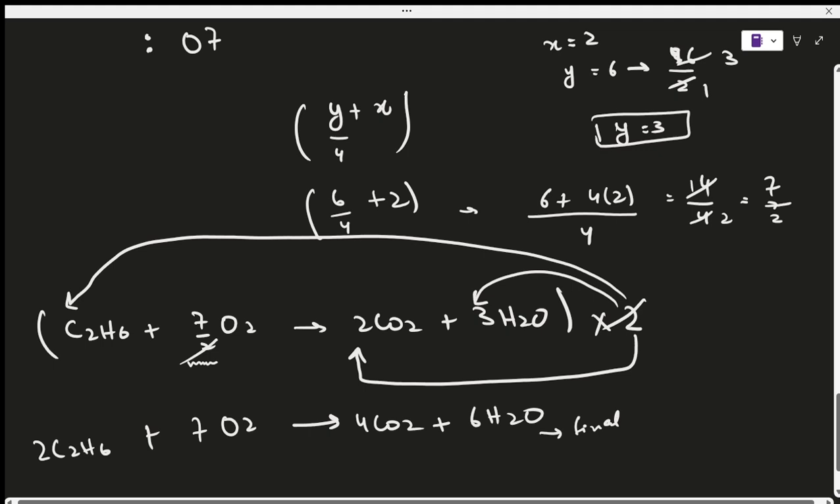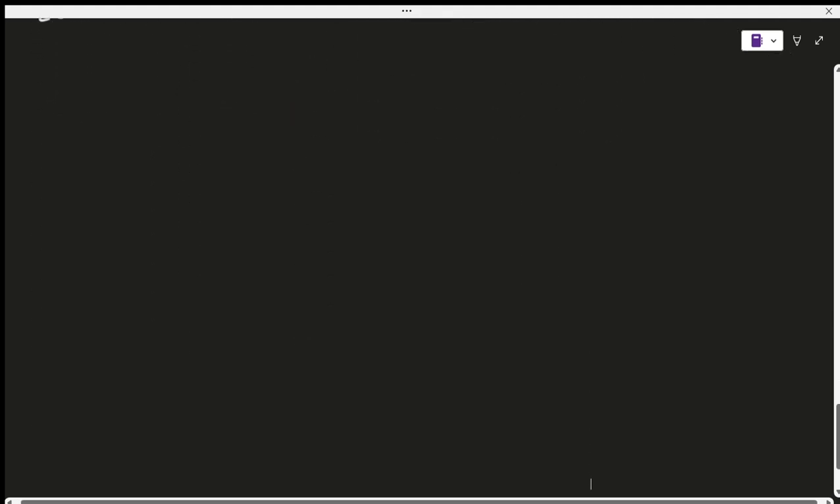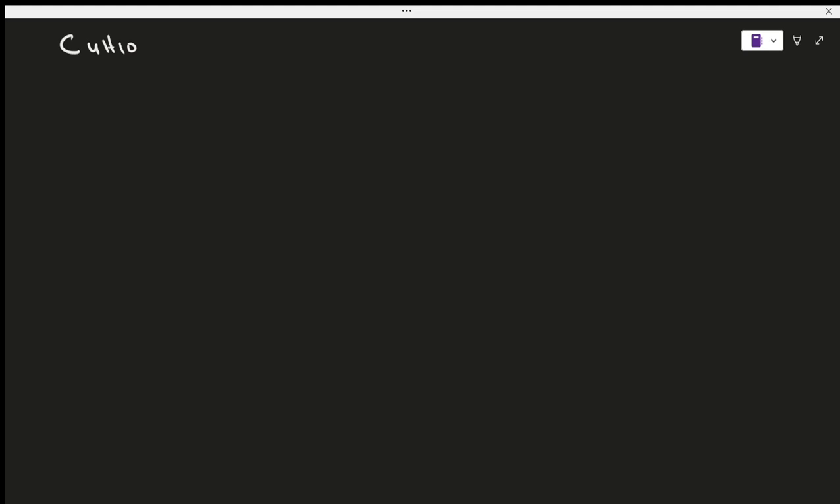All right, let's look at one more example. Let's look for a bigger number. Let's say we talk about C4H10. So C4H10 reacts with oxygen and forms CO2 plus water. We already know the general formula or the general equation. Now we'll solve this directly.